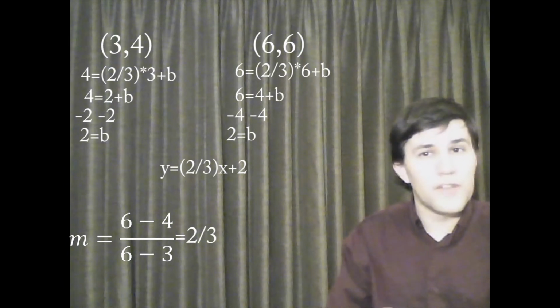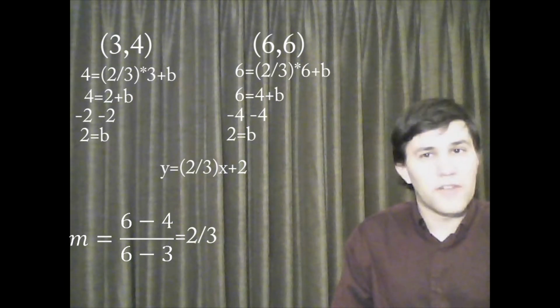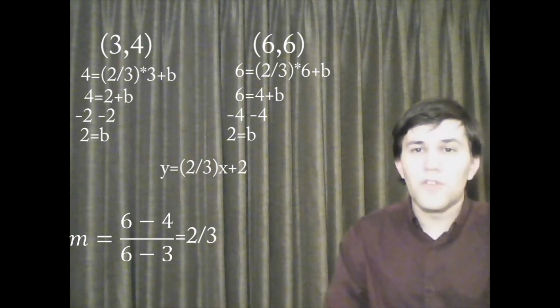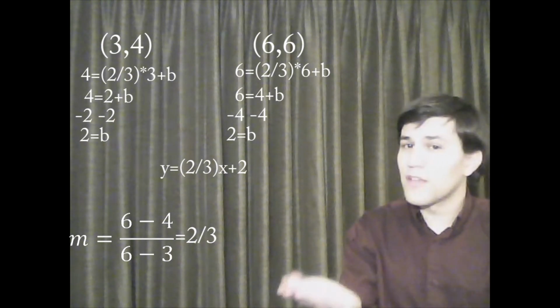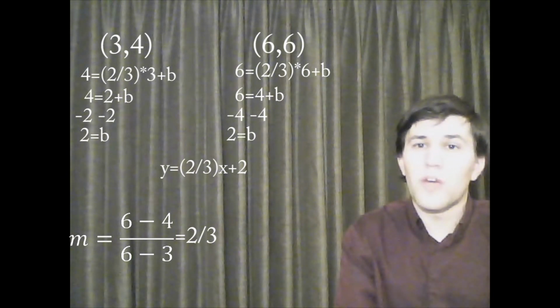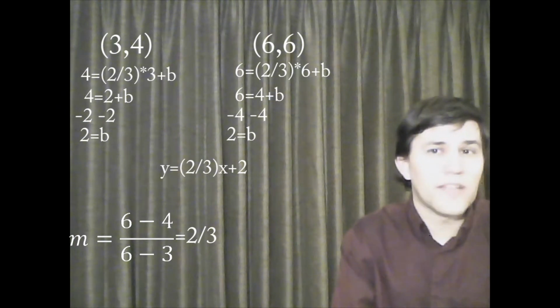So when you are given 2 points and asked to find the equation of a line, you have 2 choices. You can either graph the equation and find the slope and y-intercept that way, or you can use algebra to find the slope and then calculate the y-intercept.